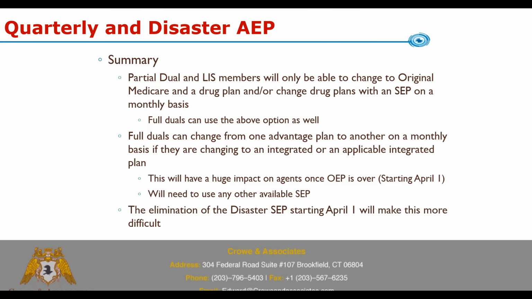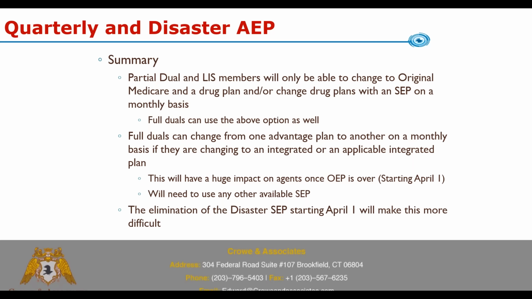In summary, partial dual and LIS members will only be able to change to original Medicare and a drug plan, or they can change drug plans with the monthly SEP. Full duals can use that option as well. So if they're in the dual plan, they can use that monthly SEP to switch out of that dual plan, go back to original Medicare and a drug plan. Full duals can change from one Advantage plan to another on a monthly basis, but only if they're changing into an integrated or applicable integrated dual plan. It has to be dual to use the monthly election.